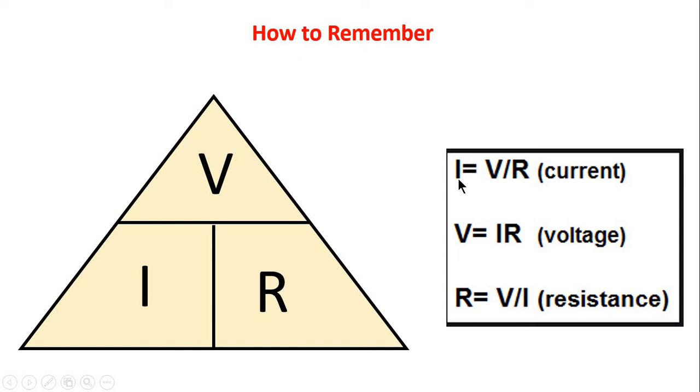We can calculate the current by just dividing the voltage by the resistance value. In the same way, the voltage and the resistance can be calculated. So this is a very simple way to remember Ohm's law. With V, I and R as three quadrants, we can remember Ohm's law very easily.